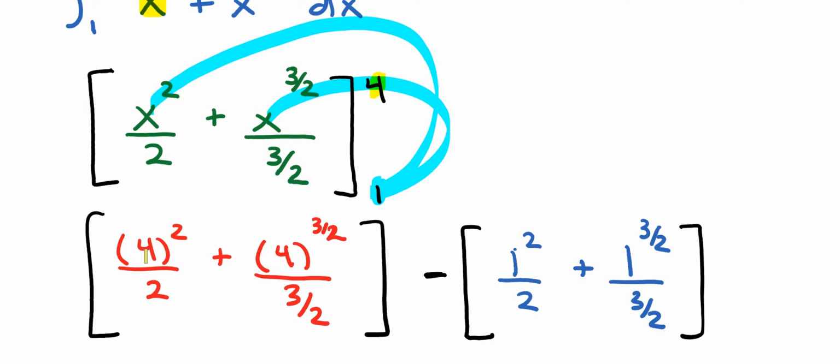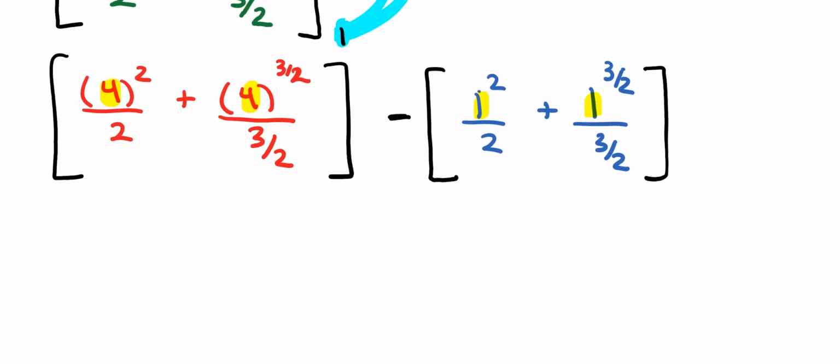Okay, so basically all these colors, the 4, the 1, and the 1, those are my upper and lower bounds being inserted back into the general antiderivative here, and now we need to calculate what this numerical value is. Okay, so if I take a look at this, 4 to the power 2 is going to be 16, and 16 divided by 2 is going to be 8, plus, now for the next one here, I would do the problem like this.